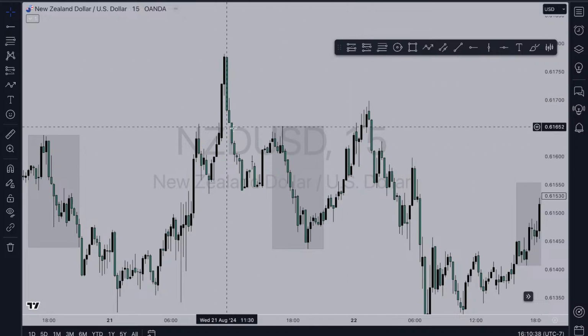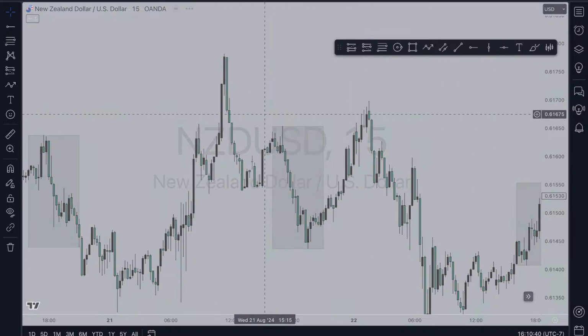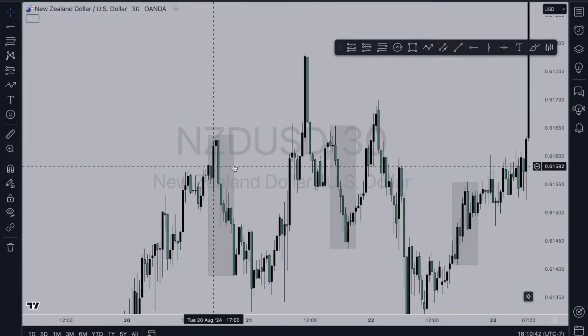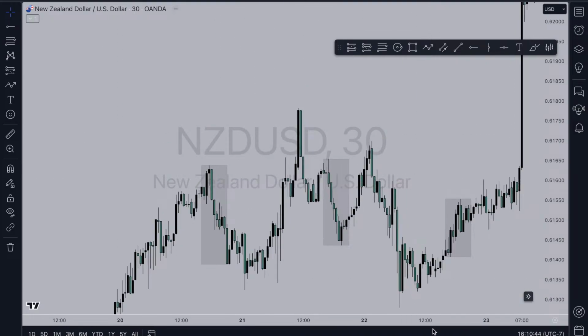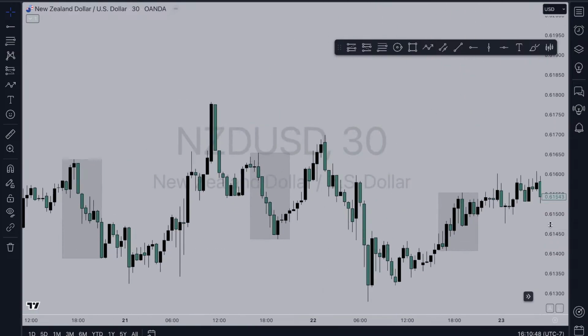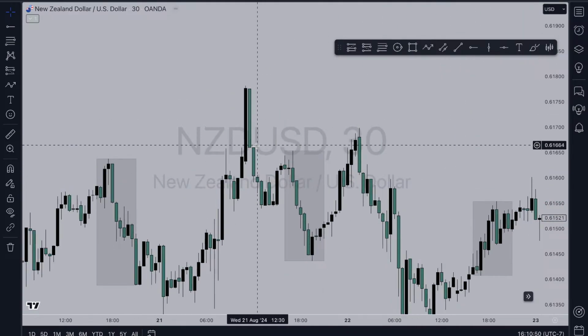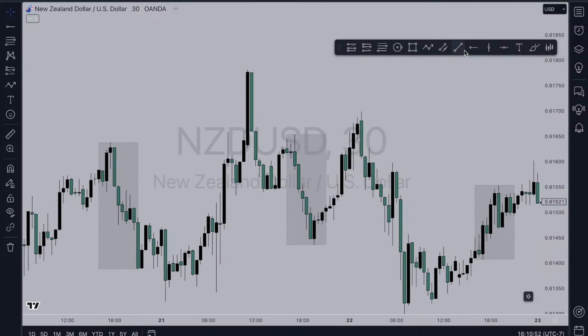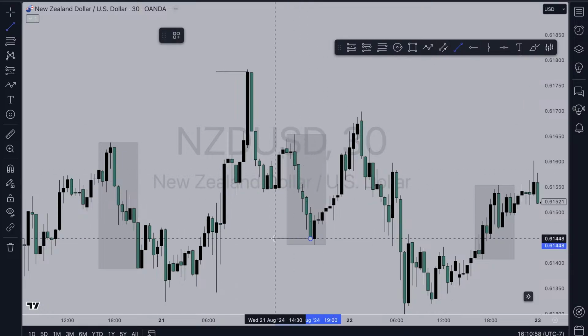Now, here we have a beautiful, beautiful setup. What makes this a beautiful setup? NZD USD. So, higher high. Okay, we have a higher high. And then we have a lower low formed here.